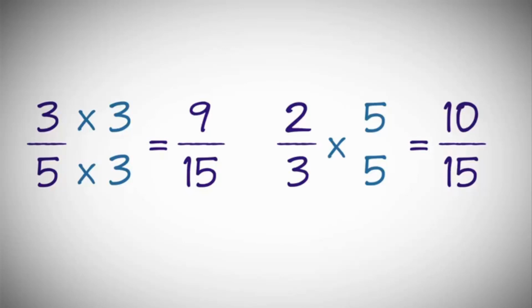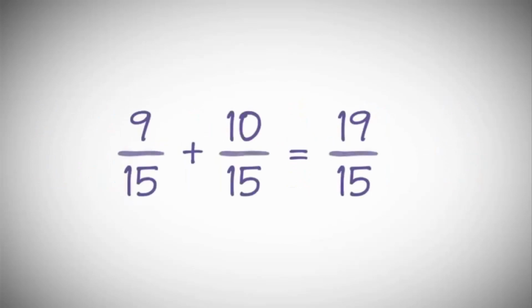Now that we have two fractions, 9 over 15 and 10 over 15, that have the same denominator, we can now perform the addition problem. Add your numerators only. 9 plus 10 is equal to 19. And then put that over the same denominator, 15. So the sum of 3 over 5 plus 2 over 3 is equal to 19 over 15.